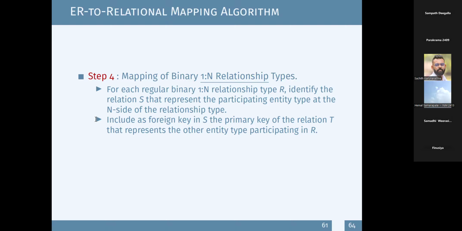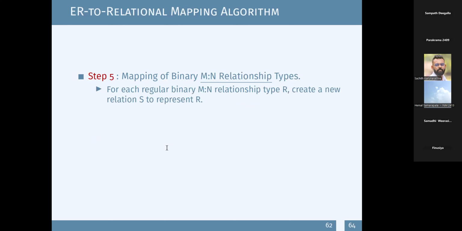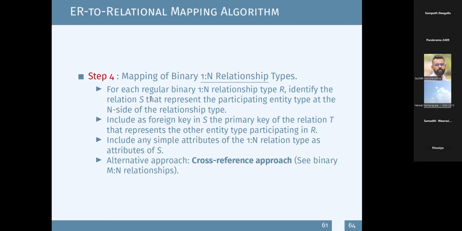In this particular case, it's a one-to-many relation between the employee and the department. So an employee works for a department, and a department can have many employees, right? So the many side is the employee side. On the employee side, we can include the department number as a foreign key, a simple attribute. Of course, as I told you earlier, there's another approach, cross-reference, meaning you can create a separate relation.